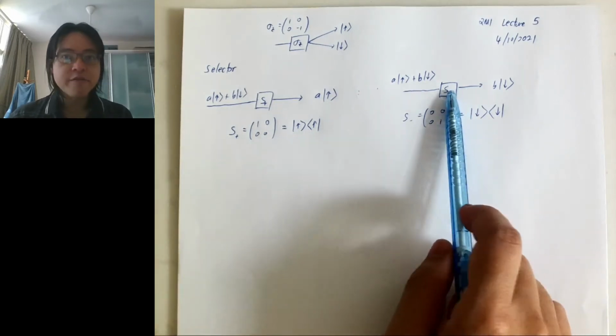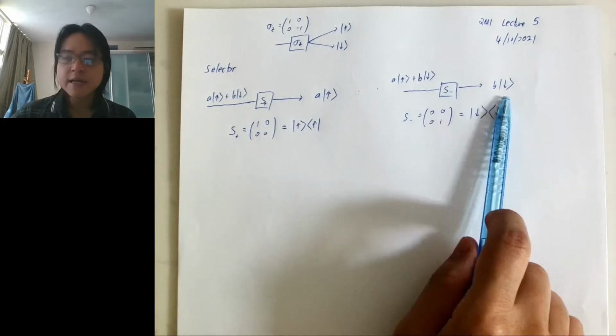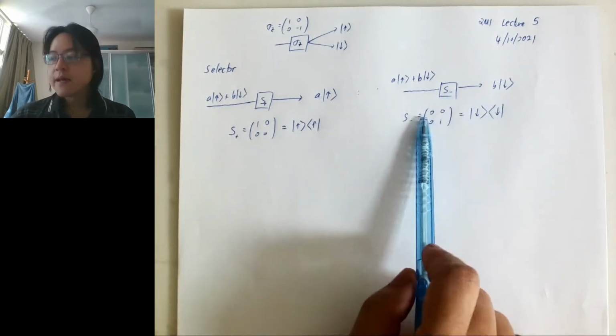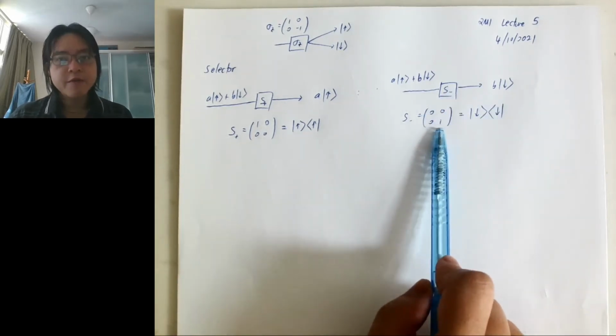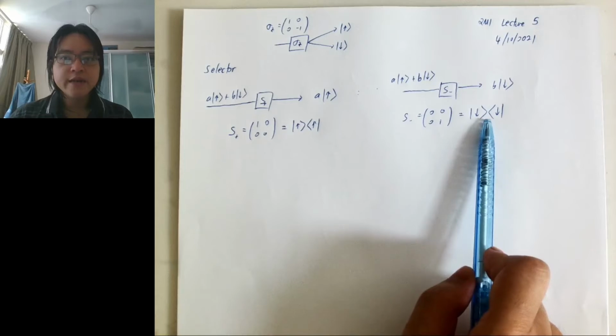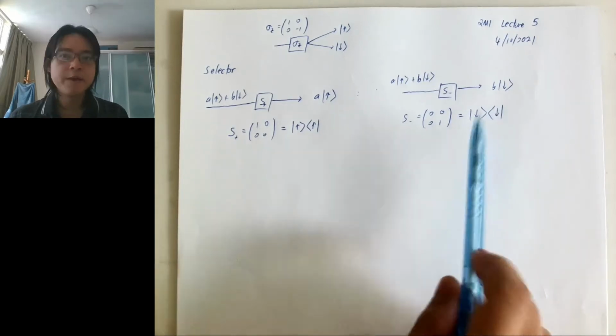Okay, same story for the down selector. The down selector only selects the down states. Then in matrix form you can write it in this way, 0, 0, 0, 1, or in the ket-bra form you can write it in this way, right?